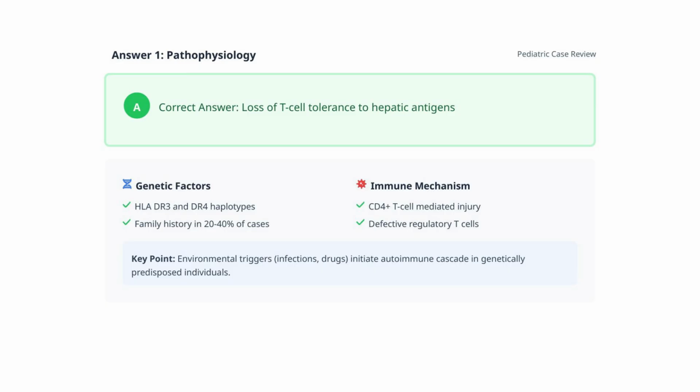Genetic factors, particularly HLA-DR3 and DR4 haplotypes, confer susceptibility. Environmental triggers like medications or infections may initiate the autoimmune cascade in genetically predisposed individuals.